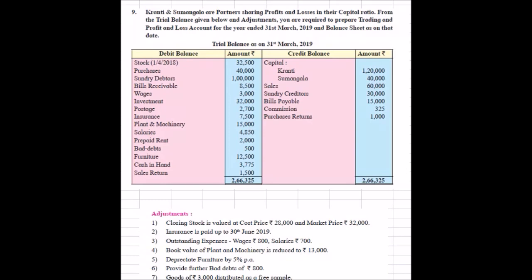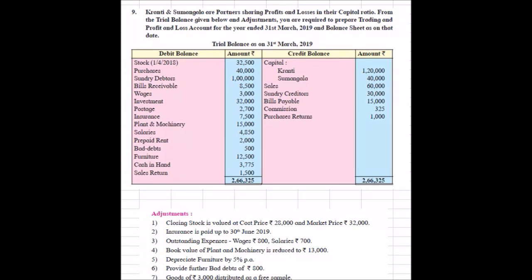In the debit balances, we have stock, which is the opening stock, and purchases, debtors, bills receivable, wages, investment, postage and insurance. Next is plant and machinery, salaries, prepaid rent, bad debts, furniture, cash in hand and sales return. So these are the debit balances, and on the credit balance side, Kranti and Sumangala, both partners, sales, sundry creditors, bills payable, commission and purchase returns. This is the trial balance given in the ninth problem, and we'll see the adjustments.